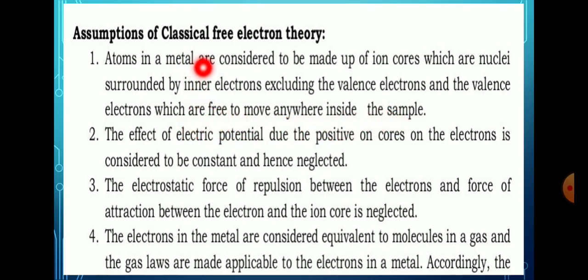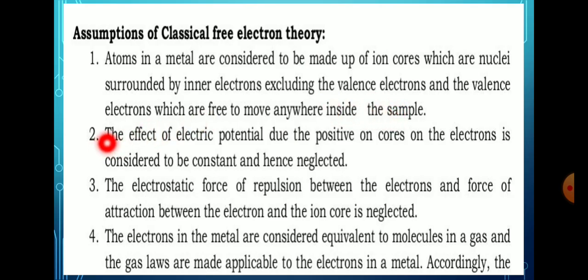Here a metal consists of atoms in which protons and neutrons are present and electrons revolve around the nucleons. There are inner electrons, excluding the valence electrons, and valence electrons, which are free to move anywhere inside the sample. Consider the valence electrons: they are free to move anywhere in that sample.